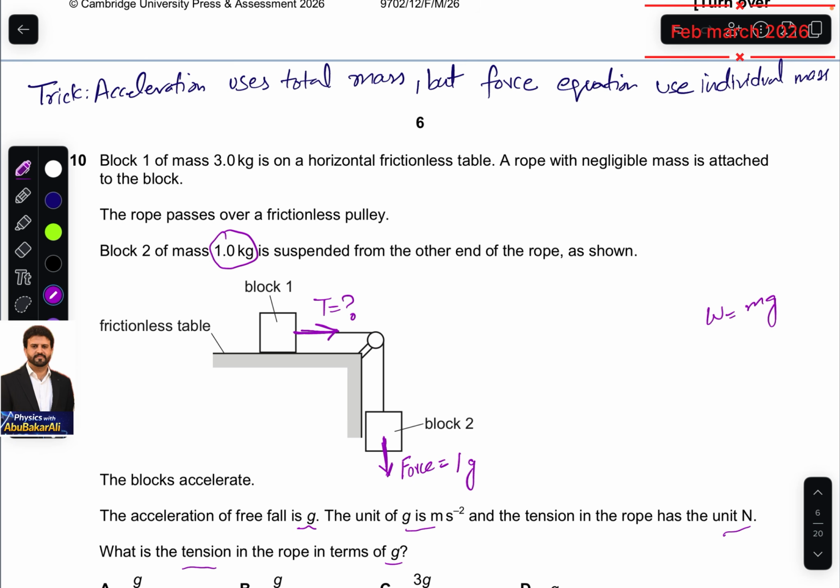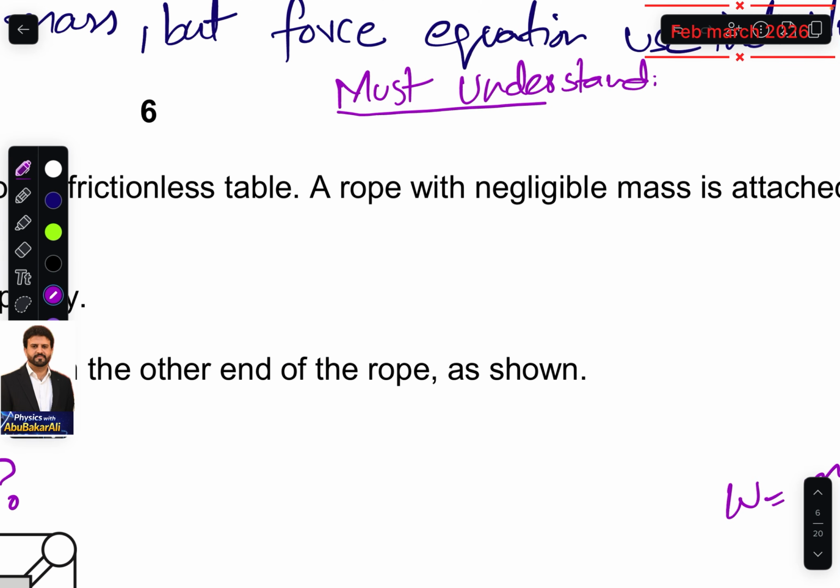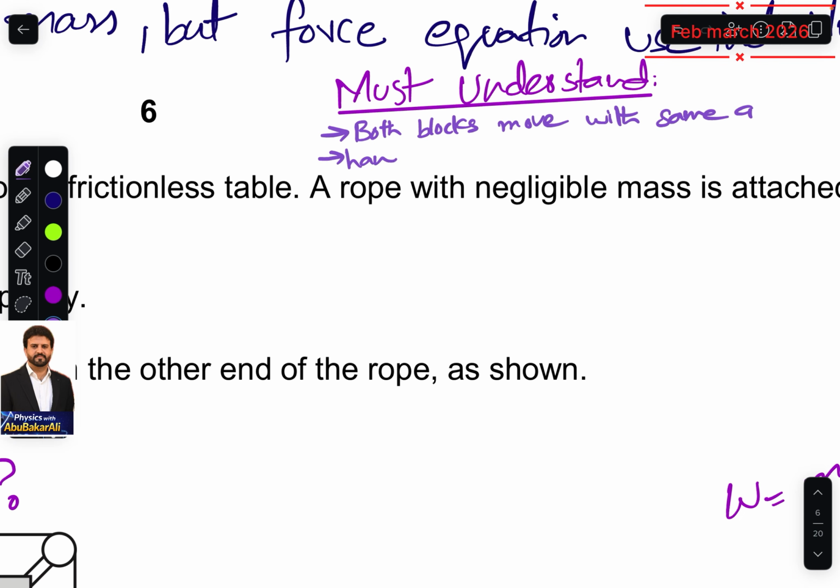Secondly, you must understand a few points. The point I want to make clear here will help you in the exams. Point one: both blocks move with the same acceleration. Why? Because they're attached to each other. There is no other choice for them. Secondly, the hanging mass pulls the system. All this movement is because of that mass.